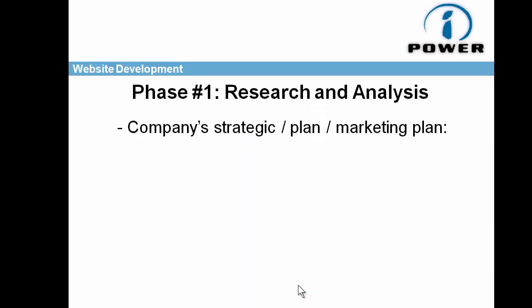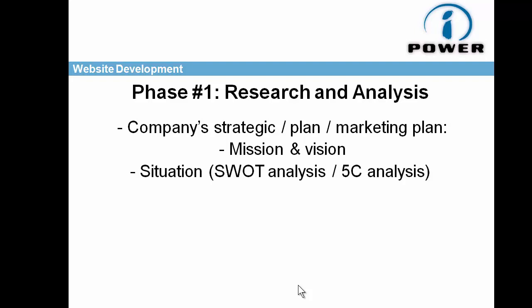We always need to start with company's big picture, with company's strategic plan and marketing plan, and it always starts with a mission and vision statement, situation analysis, SWOT analysis, strengths, weaknesses, opportunities and threats, or maybe 5 C's analysis. What is 5 C's? Company, then competition, then consumer or customer, then context or environment, and then finally collaborators.